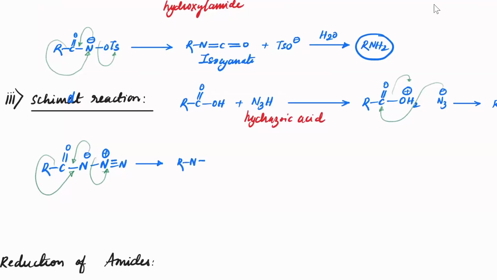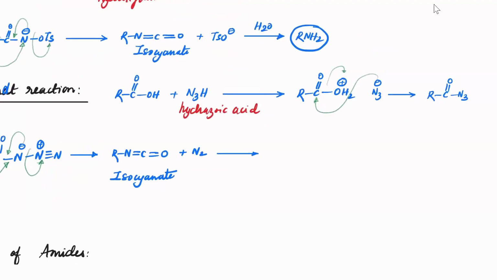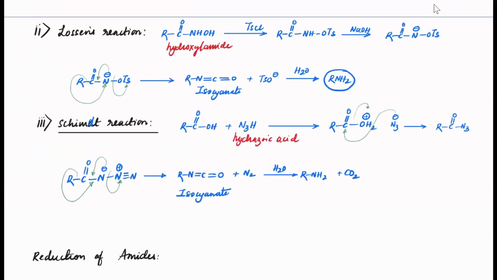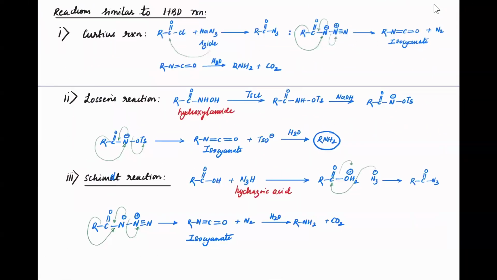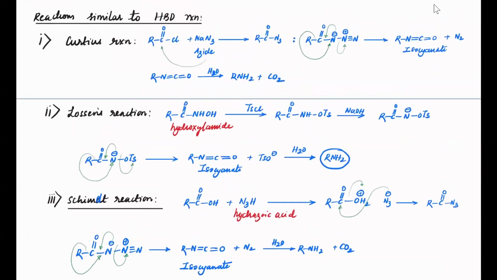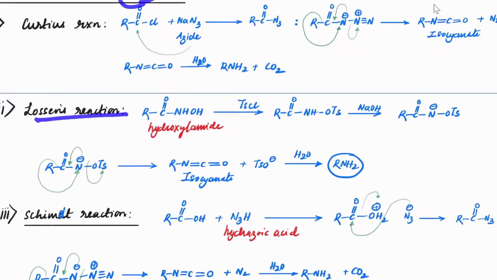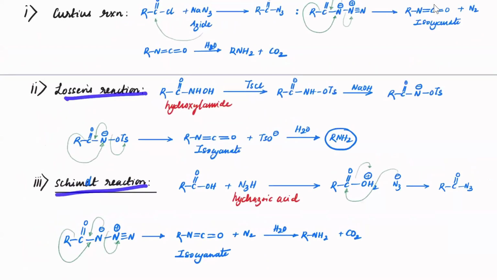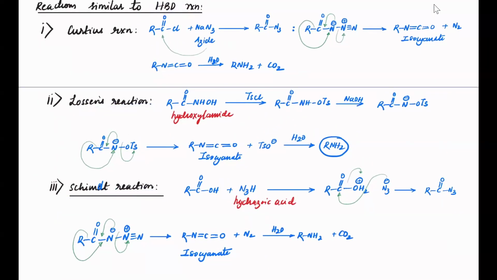Same R N double bond C double bond O, an isocyanate, plus N2. So this is the isocyanate form. This isocyanate, correct, on hydrolysis will convert into RNH2 plus CO2. So same reaction, guys. In total, we have four similar reactions. One is HBD, Hoffmann bromamide degradation. The second one is the Curtius reaction. Third one is Lossen's. Fourth one is the Schmidt reaction. All of them do the same job. That is, there is a Wolff rearrangement for different cases. All okay?